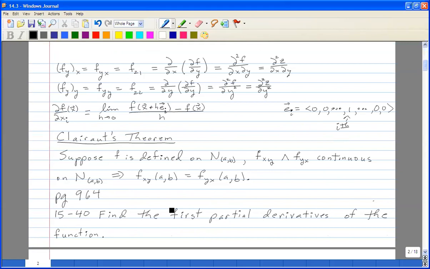So that's an extension that works for any dimension, as long as you have a function f going from R^n to R.